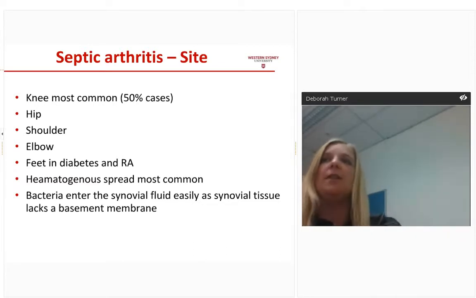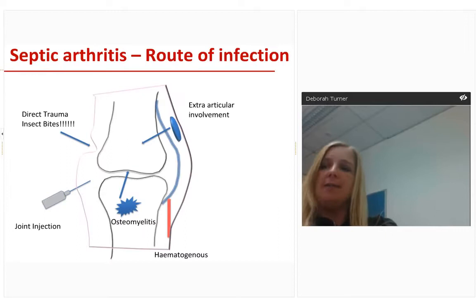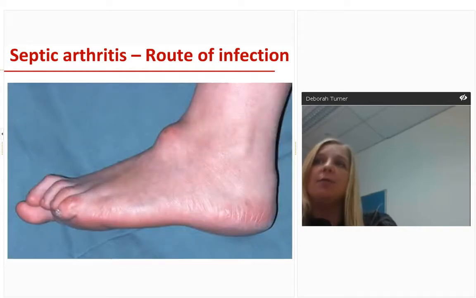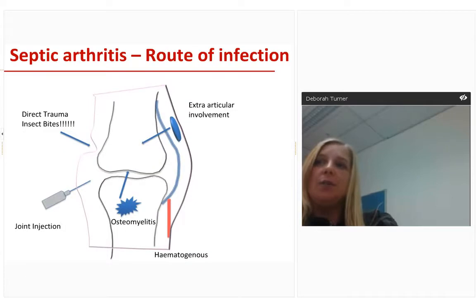And this slide here really shows the key areas where we would consider the potential routes of infection. So direct trauma and insect bite. If a patient has reported a previous joint or soft tissue steroid injection, for example, or a previous history of osteomyelitis, or extra-articular involvement of other structures around the joint. And it's really important that we do consider some of these other factors in terms of recent travel, recent illness, particularly asking about insect bites.